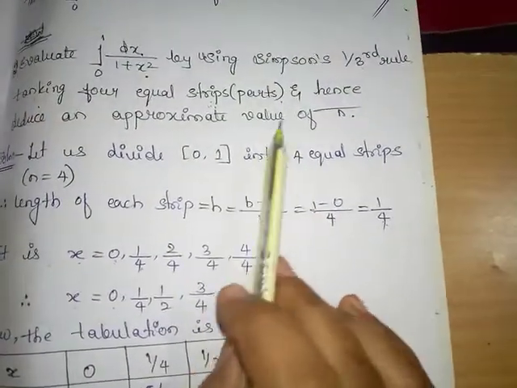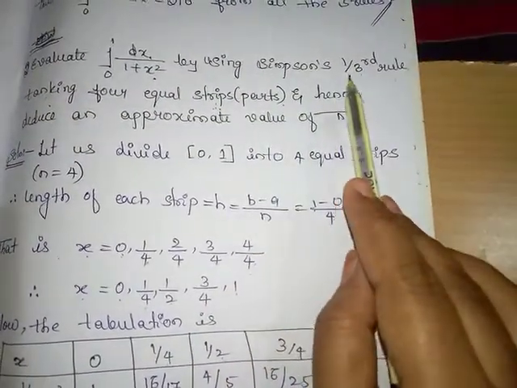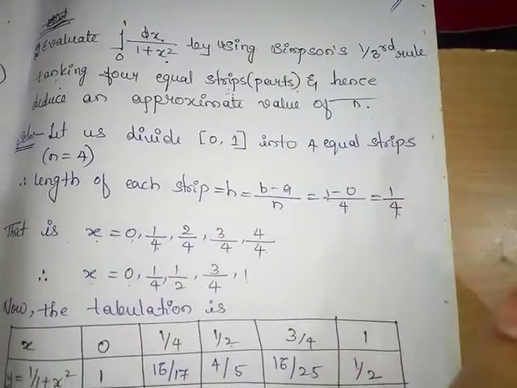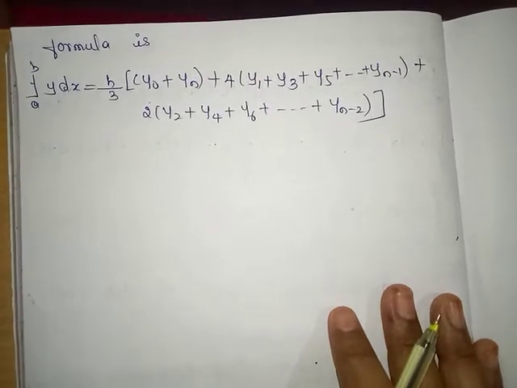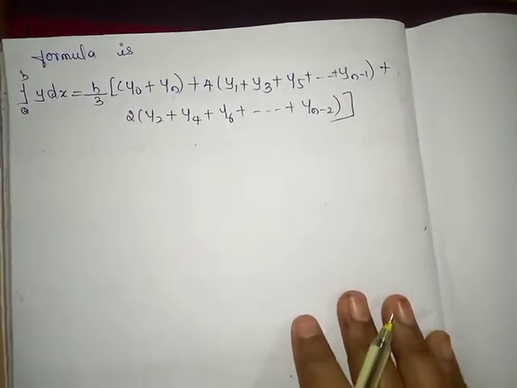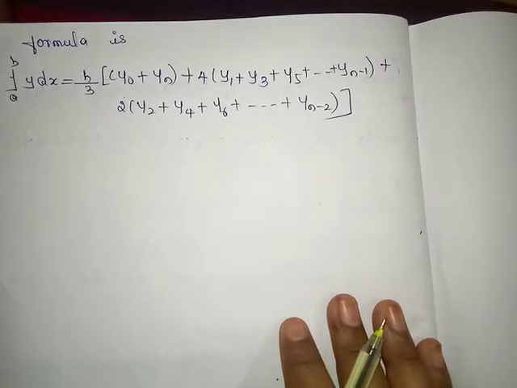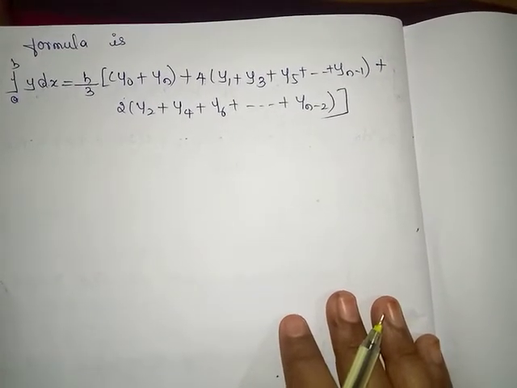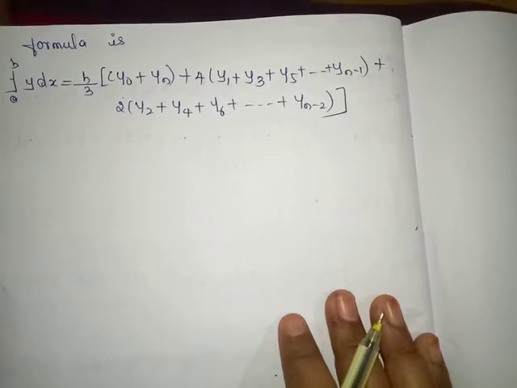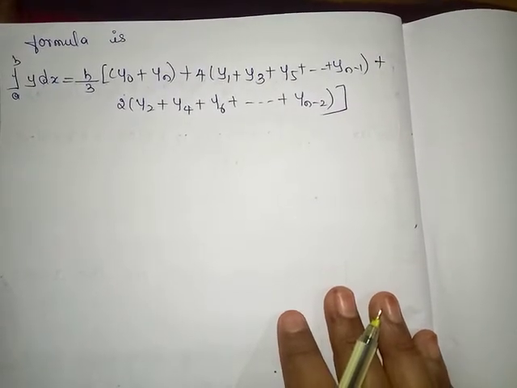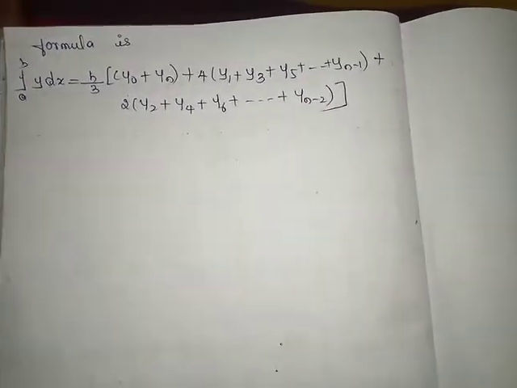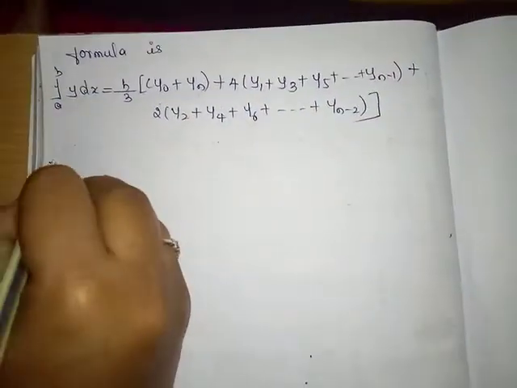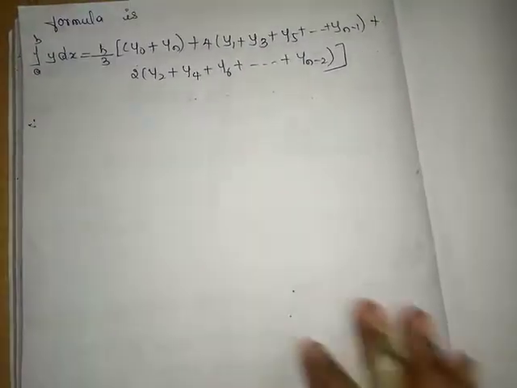Here they tell us to use Simpson's 1/3 rule. The formula is integration from a to b of y dx is equal to h by 3 into y0 plus yn plus 4 into y1 plus y3 plus y5 and so on up to yn minus 1, plus 2 into y2 plus y4 plus y6 and so on up to yn minus 2. This is the general formula. Next we have to write the formula for this given example. Let us see what that will be.